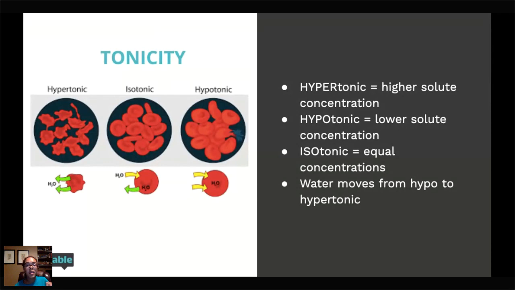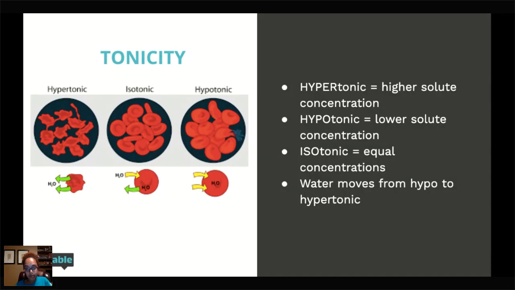So just remember that hyper is more, and it's always in reference to the solute. Be it salt or some ion or something else. Hyper means more solutes, hypo means less solutes. And water likes to go to where there's more solutes. So water always goes from hypo to hyper.